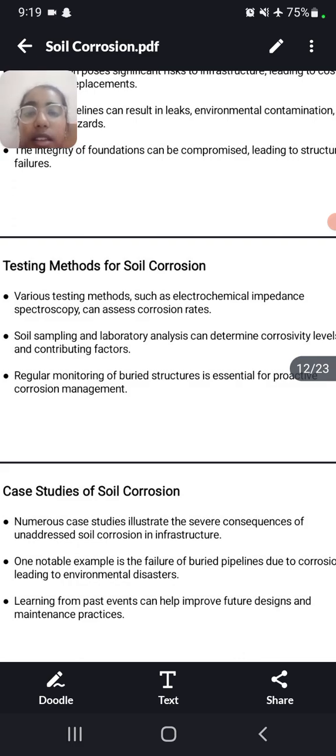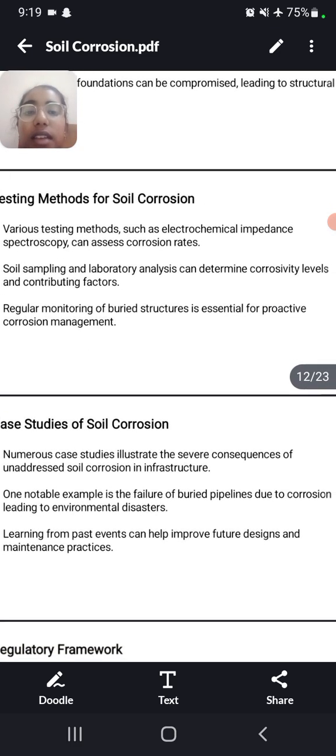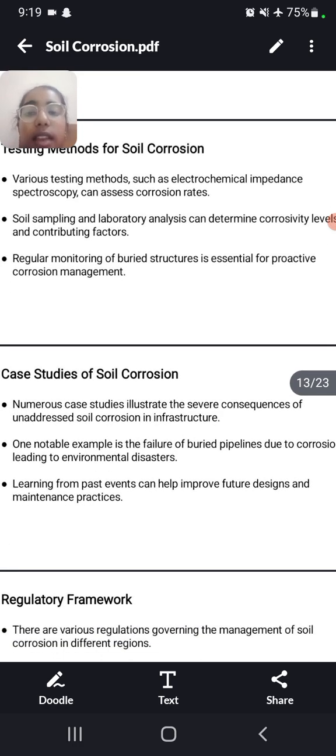Various testing methods such as electrochemical impedance spectroscopy can assess corrosion rates. Soil sampling and laboratory analysis can determine corrosivity levels and contributing factors. Regular monitoring of buried structures is essential for proactive corrosion management. Next, let us see case studies about soil corrosion.